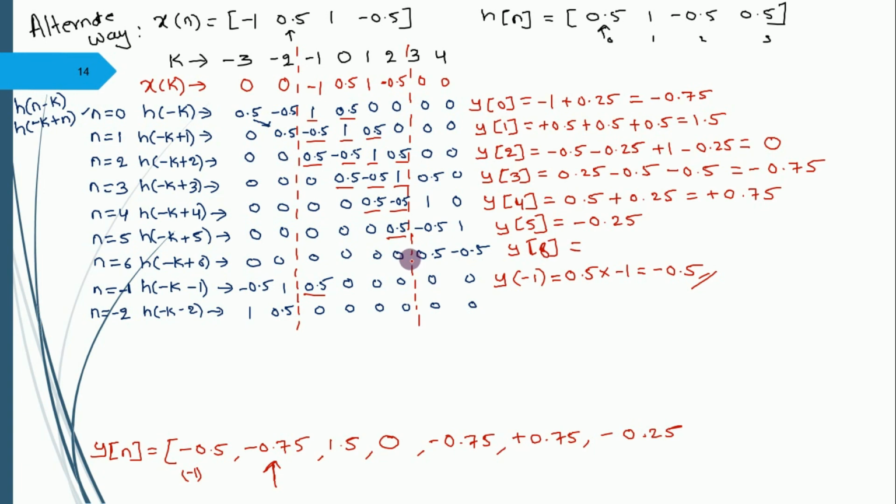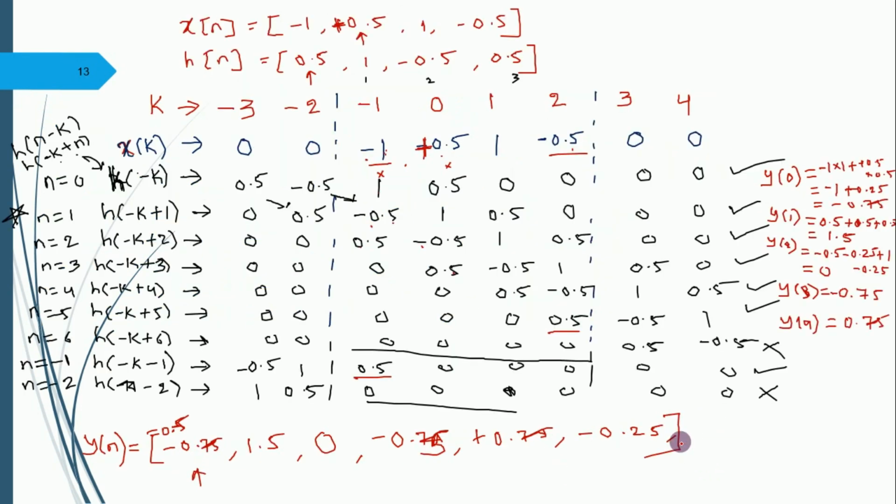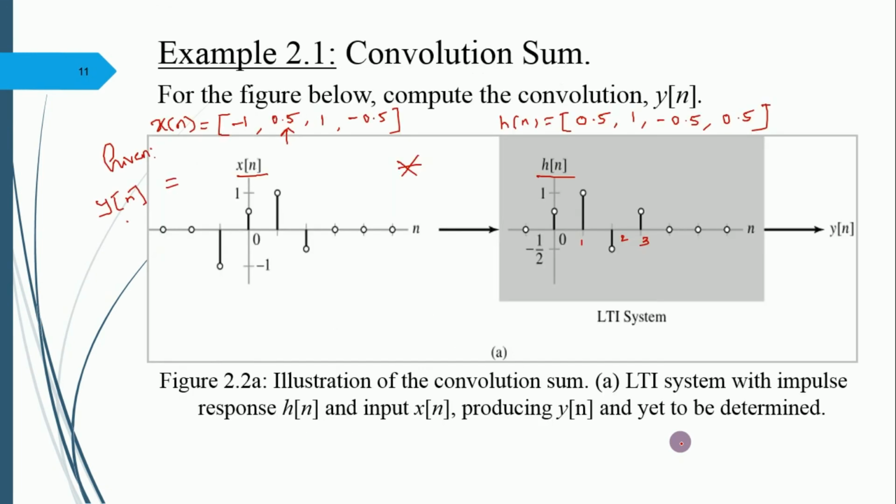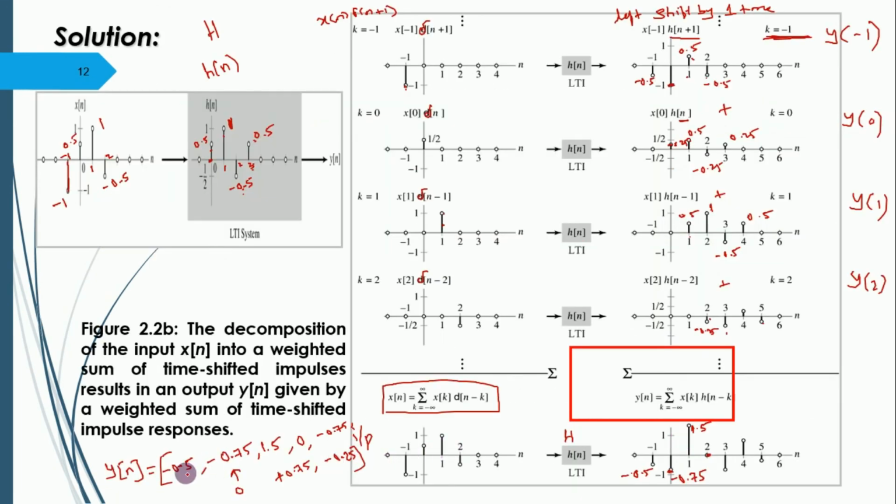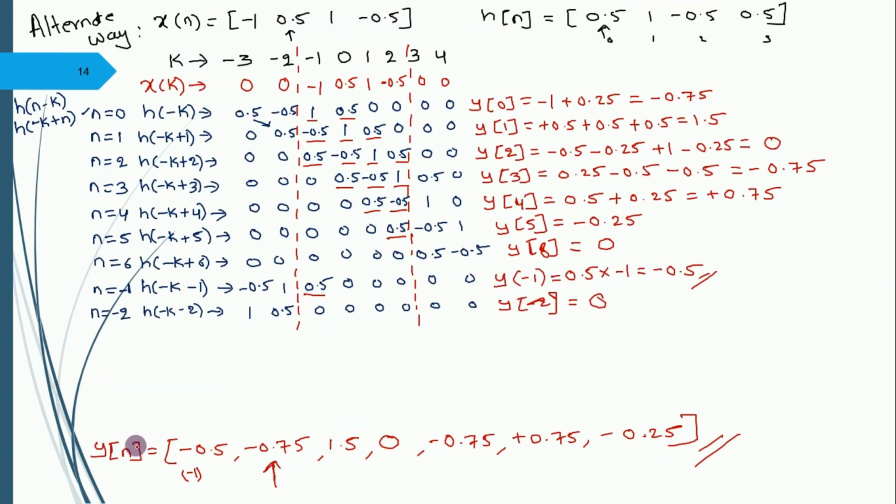everywhere 0, so this will be 0. Here also y of minus 2 will be everywhere 0, so it will be 0. This completes your answer for y of n. And if you match it with the previous values, minus 0.5, minus 0.75, 1.50, it will match with the value that has been written here.